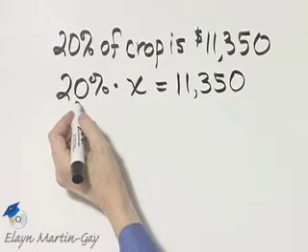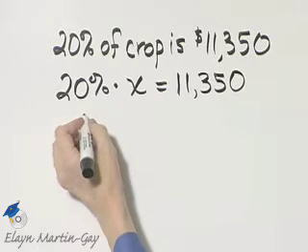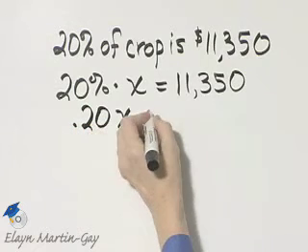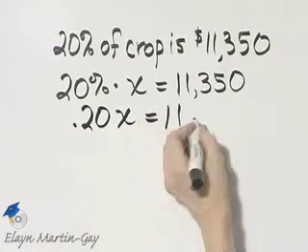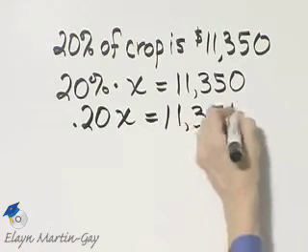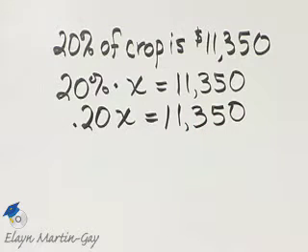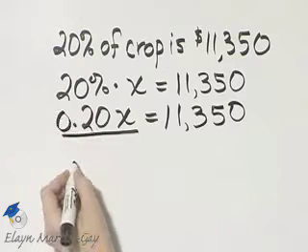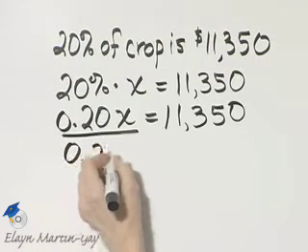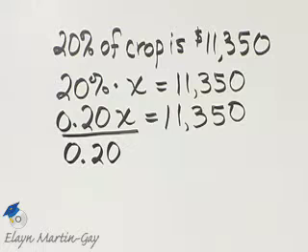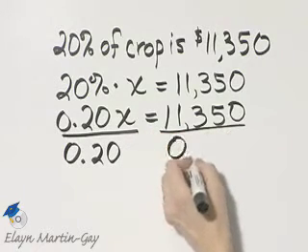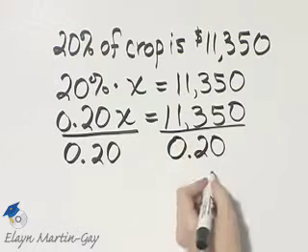Let's go ahead and write this as an equivalent decimal. That's 20 hundredths or 2/10. X is equal to 11,350. How do we solve this equation for X? We'll divide the left side by the coefficient of X, and the coefficient of X is 20 hundredths or 2/10, whatever you wrote down, and divide the right side by the same exact number.